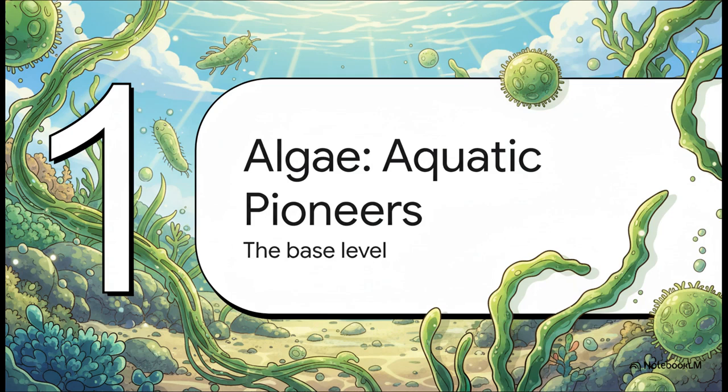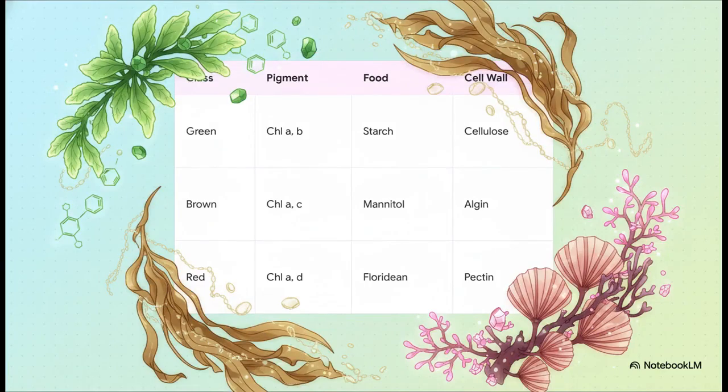Right, so we start at the absolute base level of our tech tree. Section 1, algae, the aquatic pioneers. These are incredibly simple autotrophic organisms that live almost entirely in the water. And because they're constantly bathed in moisture, they never actually had to invent internal plumbing or rigid stems. Their bodies are simple and thalloid, which just means they lack true roots or leaves. But even at this base level, they develop some incredible diversity through their pigment tech.